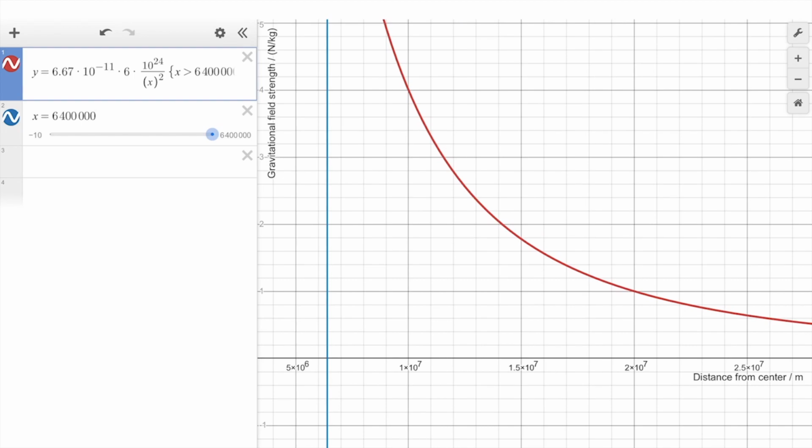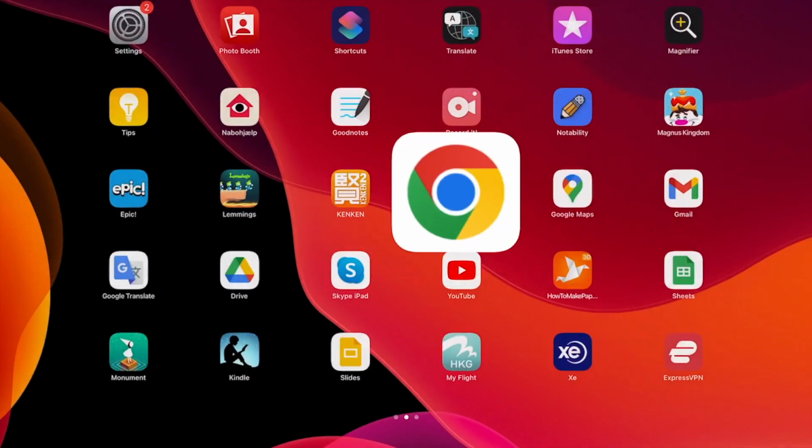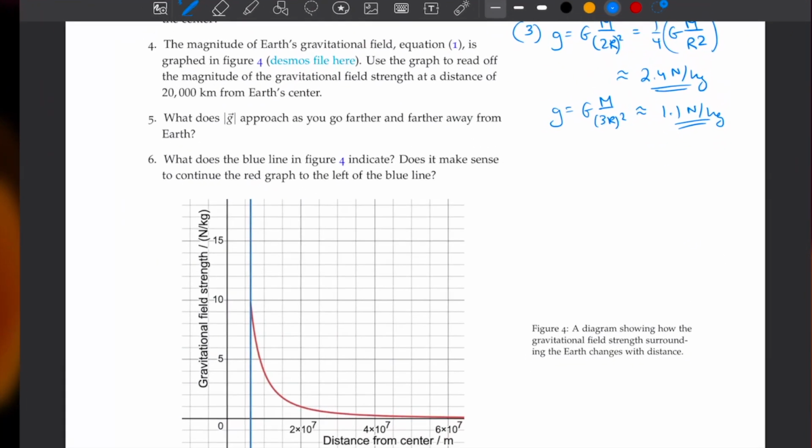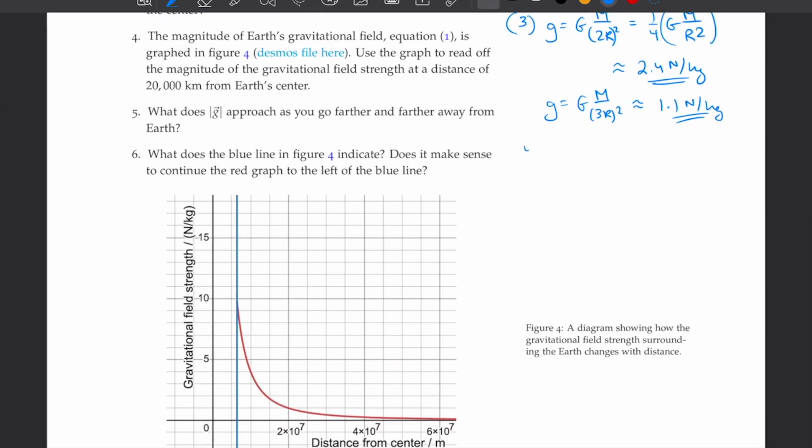So I can read off that it's around 1 newton per kg. So we can go back. Here we go. We can read off that G is around 1 newton per kg. Not surprising, because 20,000 kilometers is around 3 Earth radii. So of course it's close to what we got before.